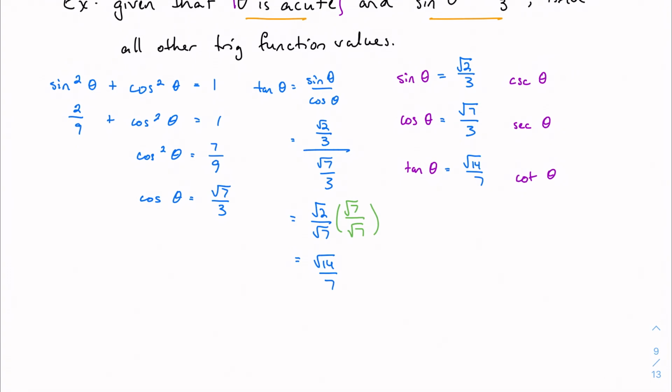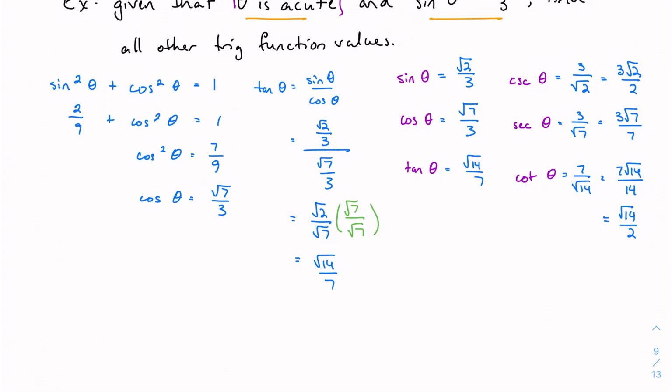Everything else is just a reciprocal, so I have 3 over root 2, which is going to rationalize to 3 root 2 over 2. Secant, which is going to work the same way, 3 root 7 over 7. And cotangent, 7 over root 14, which is going to simplify to 7 root 14 over 14, okay, which is going to reduce to root 14 over 2.